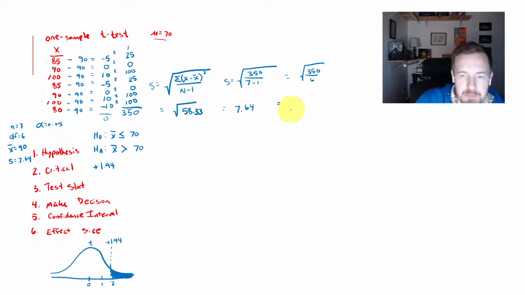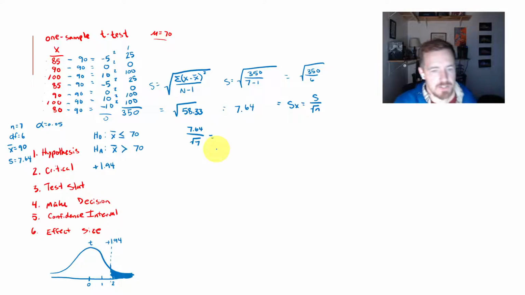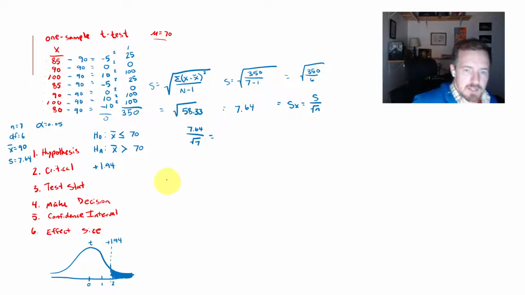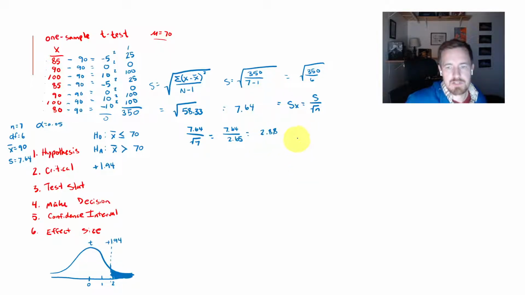I'm already going to turn this into the sampling error, right? So S of x is going to be equal to, actually let me write that formula down, S over the square root of n, which is going to give me 7.64 divided by the square root of n, which is 7. All right, so the first thing I'm going to do is get the square root of 7. It's going to be 7.64 over 2.65, which is then going to be 2.88. All right, that is our sampling error.